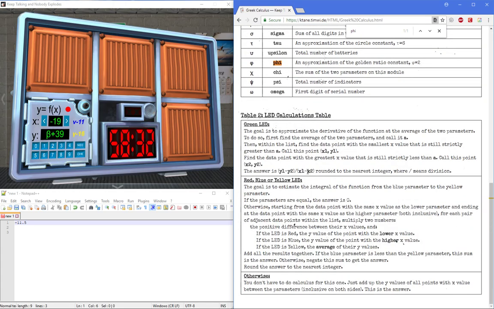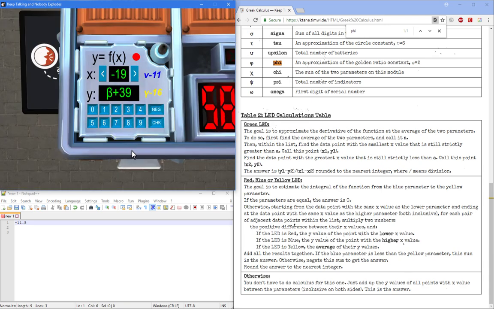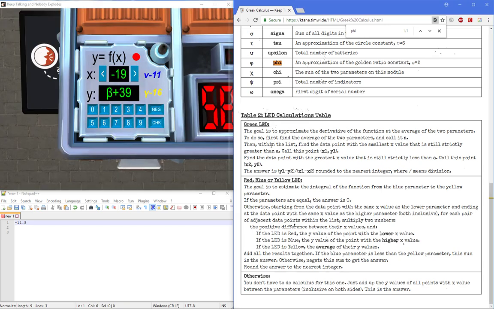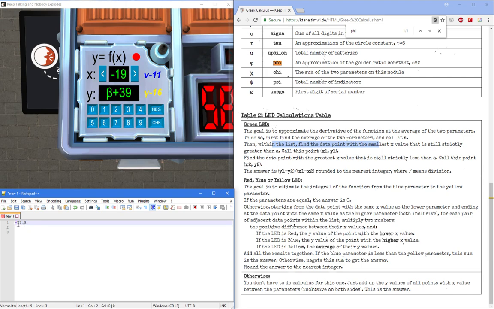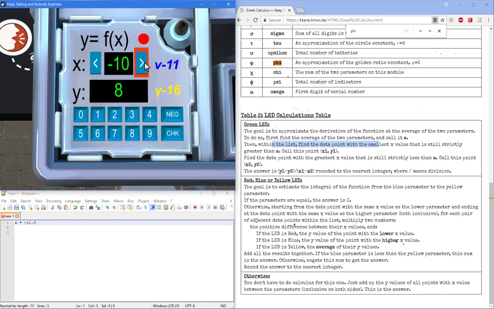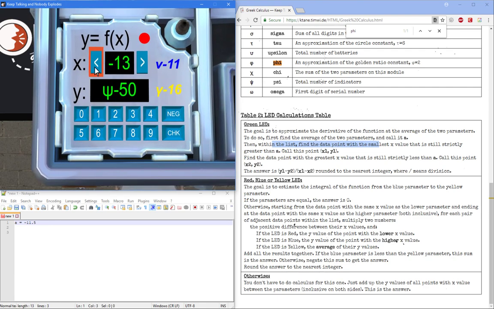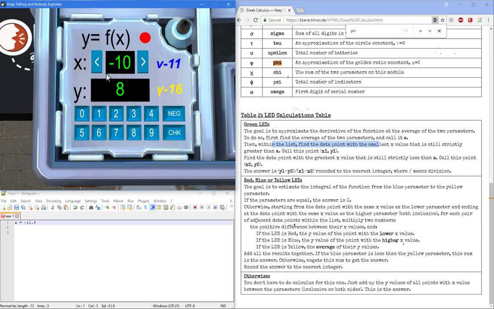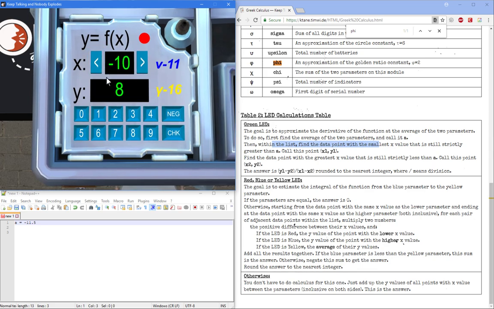So first, what you would do in this case is within the list, find a data point with the smallest x value that is strictly greater than a. So negative 11.5 is going to be equal to a. So we take the average of the two parameters and call it a. So now we got to find the value that is strictly greater, that is the least amount of x, but greater than negative 11.5. In this case, it would be negative 10, and not negative 8. It would be negative 10, because it's the smallest x value that just goes right above a.